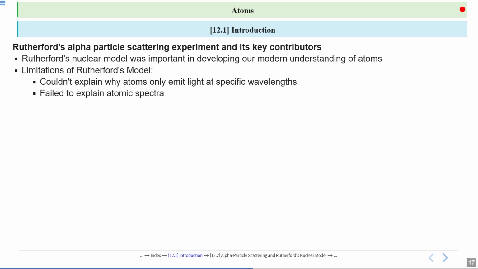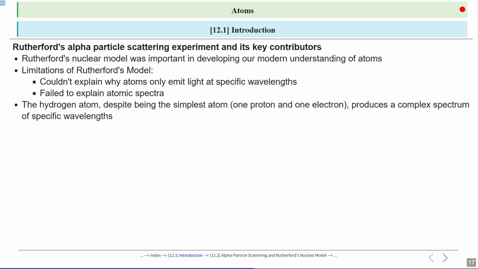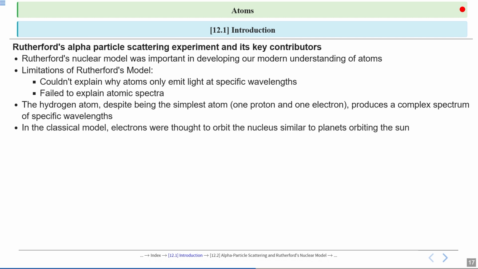Another problem was that the model failed to explain atomic spectra. Atomic spectra are the unique patterns of light each element gives off. These patterns are like fingerprints for elements, and the Rutherford model couldn't account for why they exist. Take the hydrogen atom, the simplest atom with just one proton and one electron. Even hydrogen produces a complicated spectrum with specific lines, not just a single color. This shows that even the simplest atoms behave in ways the classical model couldn't predict.